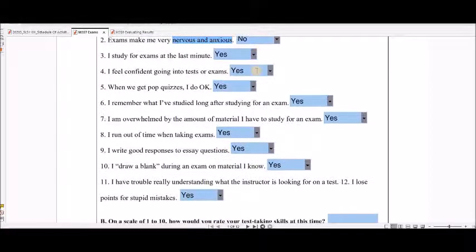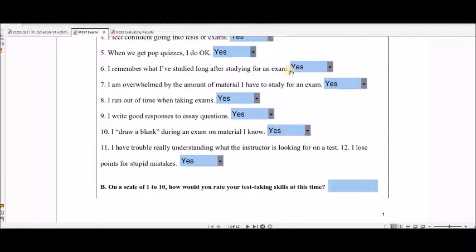Okay. All right, I study for exams at the last minute. Yes or no? We're going to talk about what that means and how that could be a very bad idea. Do you feel confident going into tests or exams? Again, that's kind of the opposite of number two. When you get a pop quiz, what does that mean?